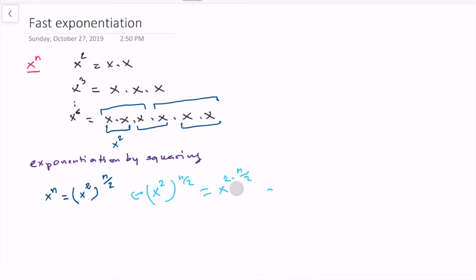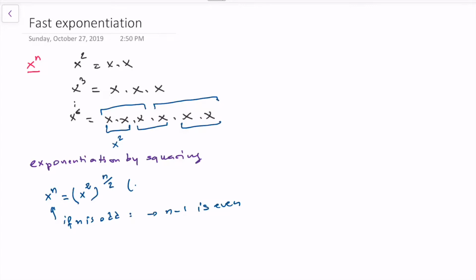So that's trivial, right? But this would work mostly if n is even, because if n is odd, then 3 divided by 2 is 1.5, and it doesn't make sense to have that as an exponent. To avoid this, we can make it really simple. If n is odd, that means n minus 1 is even, right? So this part of the formula can apply if n is even.